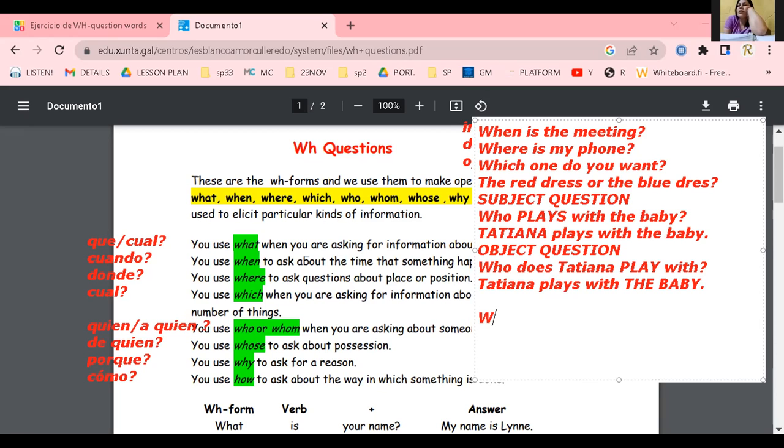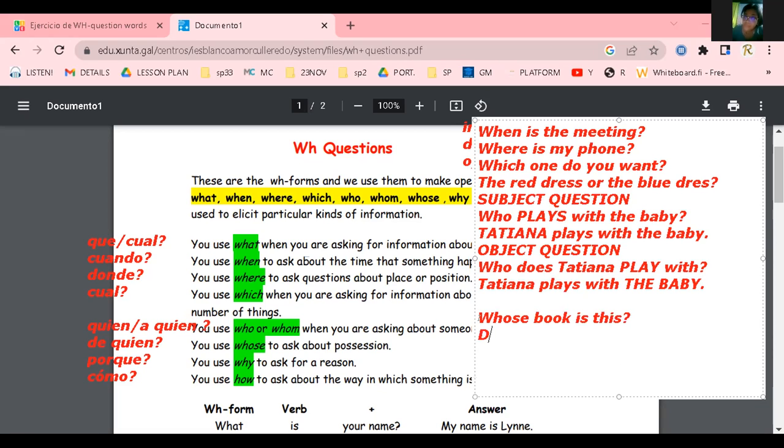Ok, y tenemos ahí whose, que lo utilizamos para preguntar de posesión, ¿verdad? Decíamos que iba así, la double H, después iba un sustantivo, es this. ¿De quién es este libro? Empezamos con la forma del verbo to be, it is, y después ponemos el possessor, ¿verdad? It is María's. It is Melissa's.